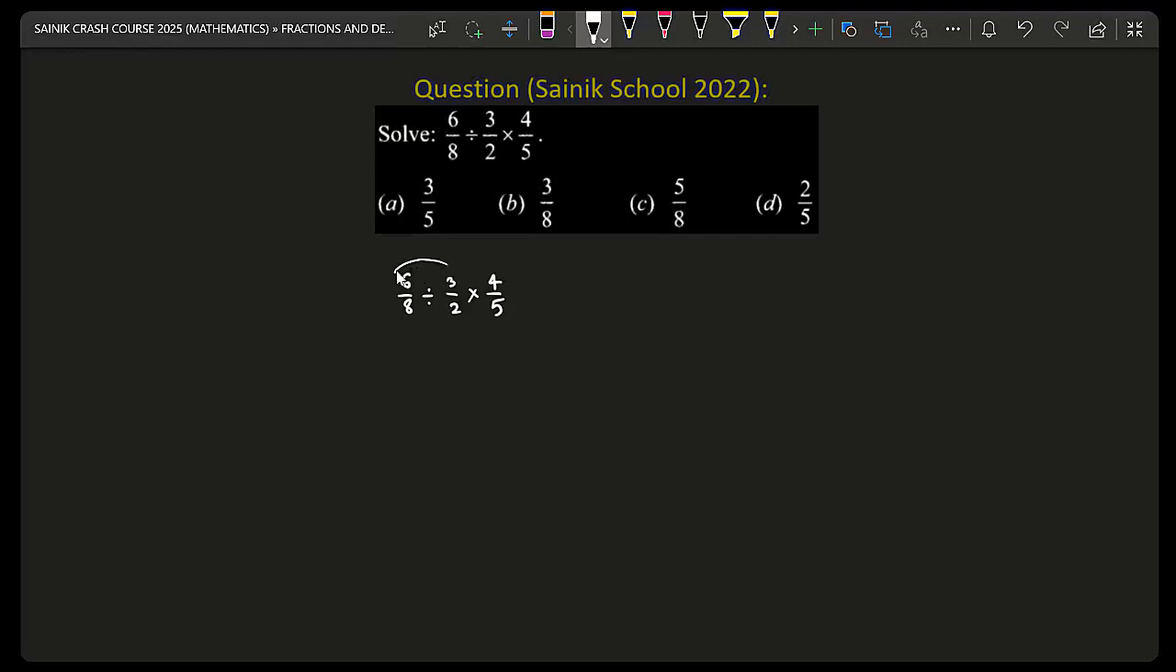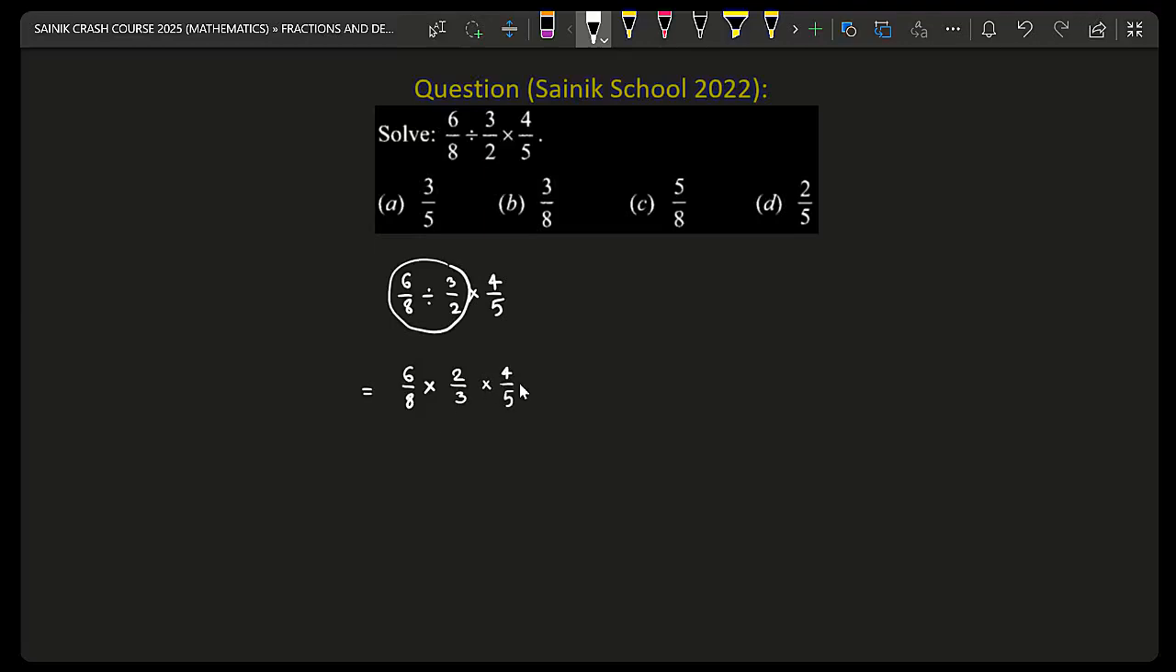When D comes first, we have to do division first. So I need to do this one first, right? Yes, sir. So how to do division of fractions, Rishikesh? Sir, first fraction as it is, division becomes multiplication, and the second fraction will become the reciprocal. So 3 by 2 becomes 2 by 3, and then we just write 4 by 5. Now everything is multiplication.